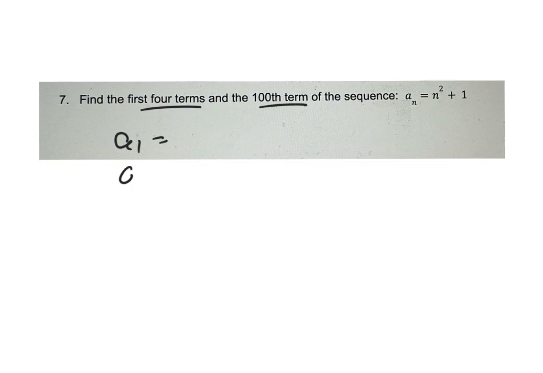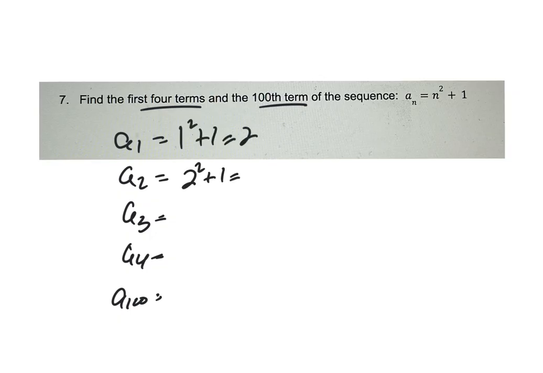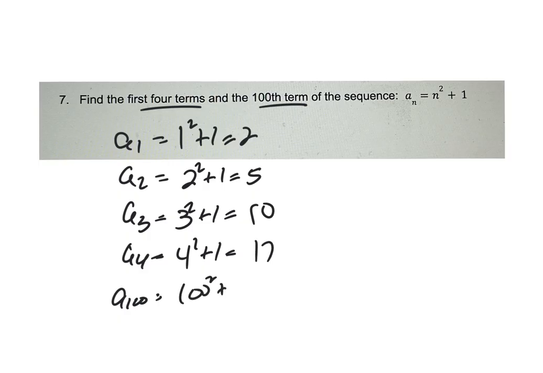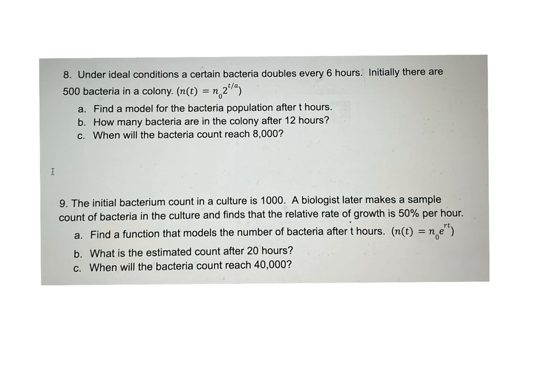So I've got to find a1, a2, third term, fourth term, and the 100th term. All you do here is just plug it in. The first term, plug in 1. You get 2. Second term, you plug in 2. You get 5. Third term, plug in 3. You get 10. Fourth term, plug in 4. And the 100th term, you won't believe it, plug in 100, you should get 10,001. Boom.